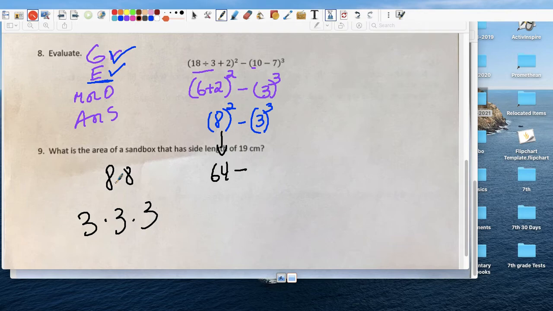Minus, and 3 to the third power is 3 times 3 times 3. 3 times 3 is 9. 9 times 3 is 27. So 64 minus 27 is 37. Final answer, 37.